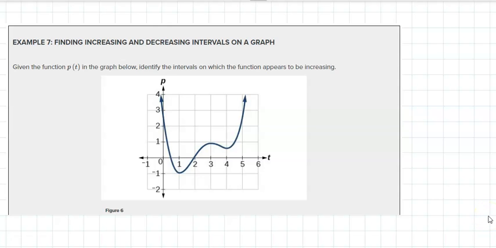Okay, so on this example, it says finding increasing and decreasing intervals, but the actual question says identify the intervals on which the function appears to be increasing, where it appears to be increasing. So it looks like to me it's increasing from 1 up to 3. And then it decreases until it gets down to around 4. I'm just going to call it 4 because it's hard to tell. But I think around 4 up to positive infinity.